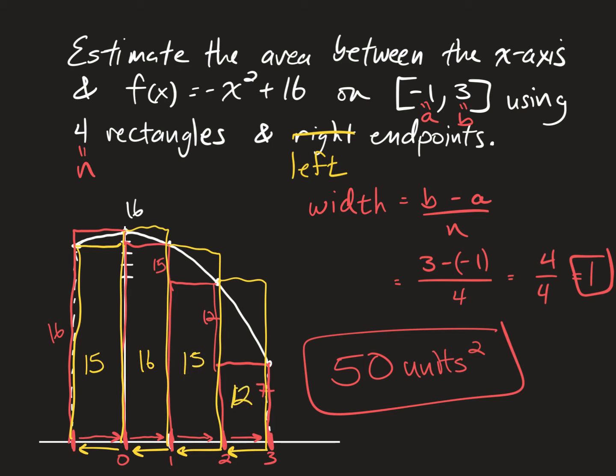And you can see this number from the left endpoints should be a lot bigger because the rectangle not only includes the area we need, but a lot of extra area that we don't need. So this yellow estimate should be a lot larger than what we got for the red estimate. So 15, 15, 16, and 12 is 58 units squared for the left endpoint estimate.